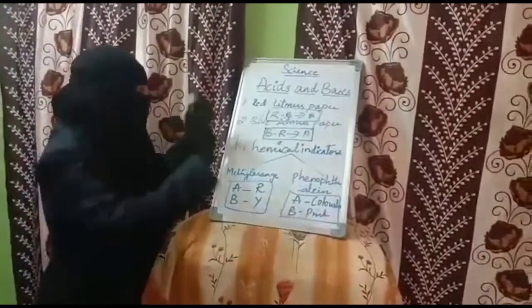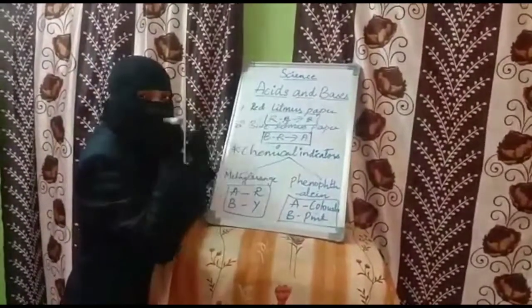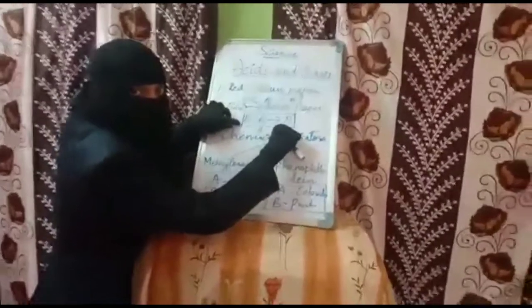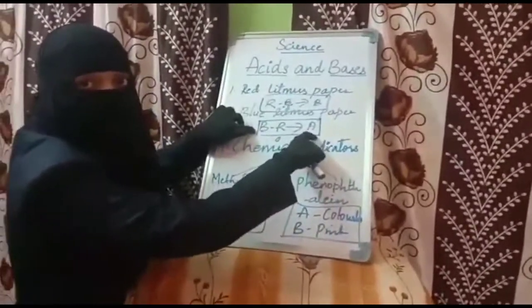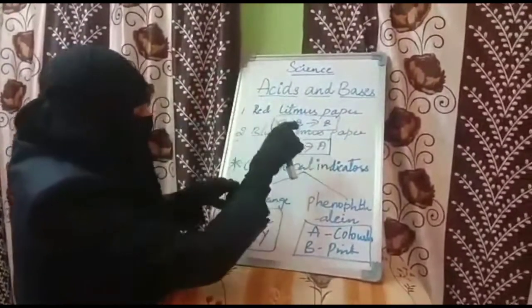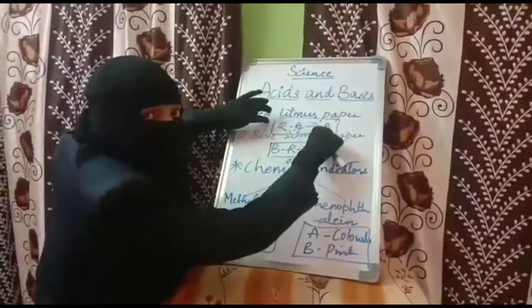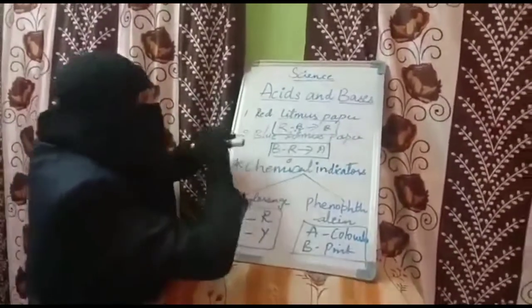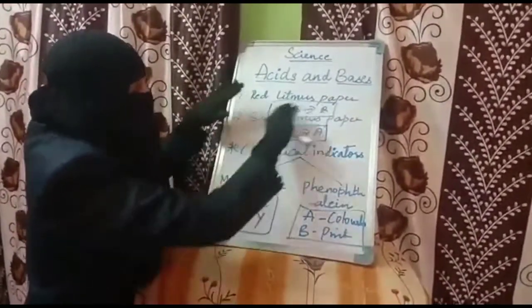Now let us start from acids. If blue litmus paper is changing into red color, then the nature of the substance is acidic, or the substances are called acids. If red litmus paper is changing into blue, then the nature of the substance is basic. That means they are bases. And if there is no effect, okay, this is neutral.